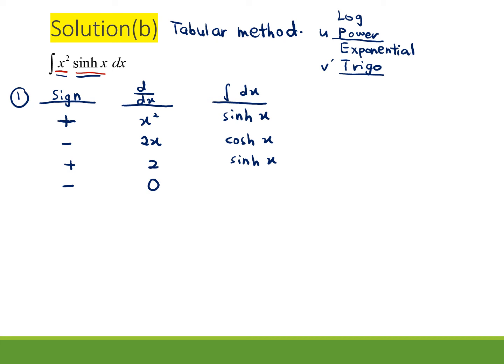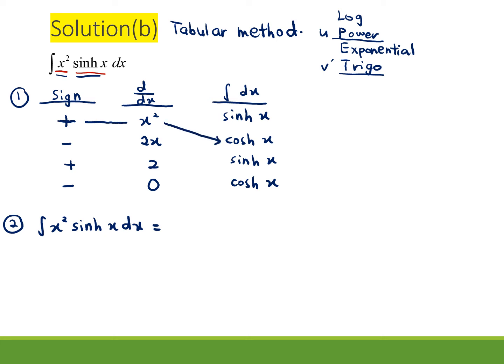And the last integration will be cos hyperbolic of x. Now the next step is to add up all these calculations. Okay, so I will just write down the question. Okay, so now we're adding up all this, where this will be like this.